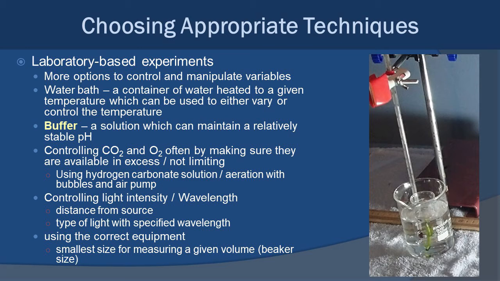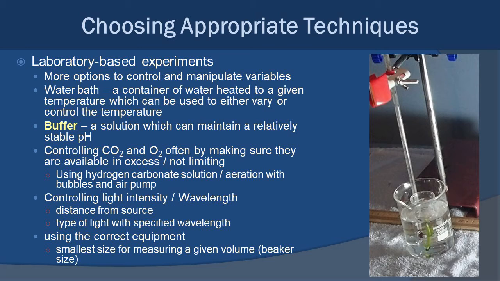A buffer is a type of solution which can maintain a relatively stable pH, and that's important. You don't want your pH swinging all over the place if you are testing something at a specific pH. Now, we can also control carbon dioxide in water, for example, and oxygen in water, often by making sure they're either available in excess and not limited. You can do this by adding hydrogen carbonates to the solution or aerating with bubbles from an air pump. Controlling light intensity, you can move a light closer or farther away from the subject that you're testing. You can control the wavelengths, things like that.